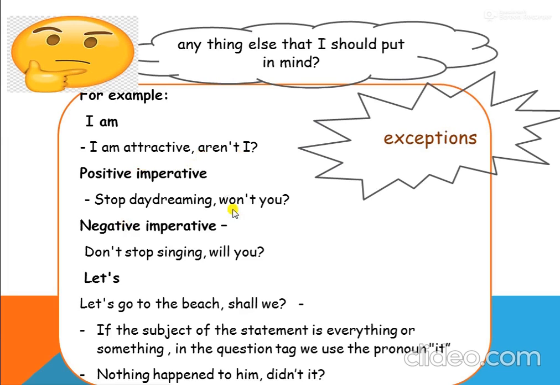The positive imperative or order, we have to use won't here. Stop daydreaming, won't you? If we have a negative imperative, don't stop singing, will you? If we have let's, in this case we have to use shall in the question tag. If the subject of a statement is everything or something, in the question tag we use the pronoun it. Nothing happened to him, didn't it?